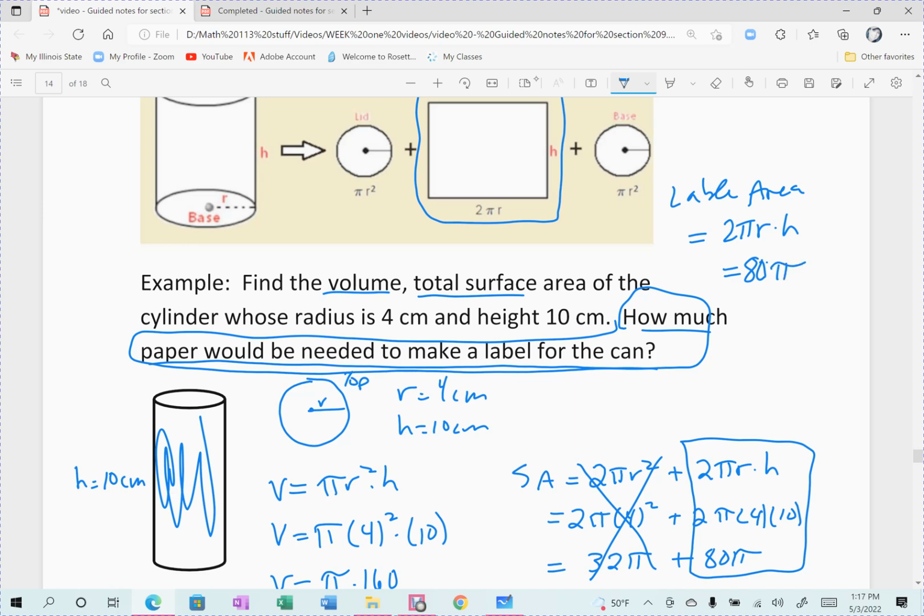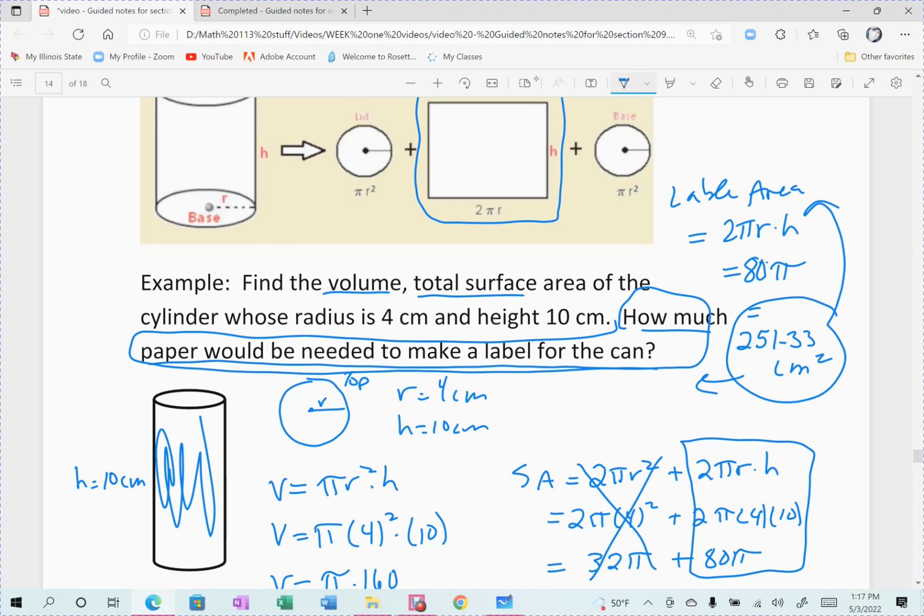And then I have to take my 80 pi. I use my calculator to find pi. So 80 pi comes out to 251.33. So I'm just going to round to 251.33 centimeters squared. That would be how much you need for your label. All right, so how much paper would you need? You'd need a little over 251 centimeters squared of paper.